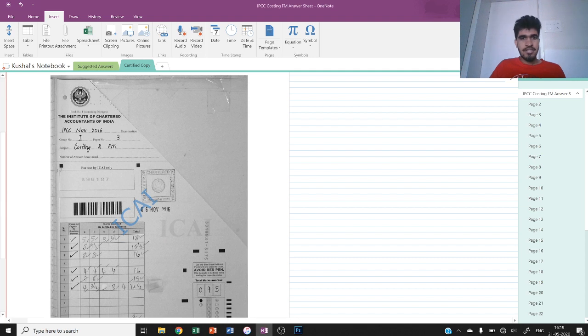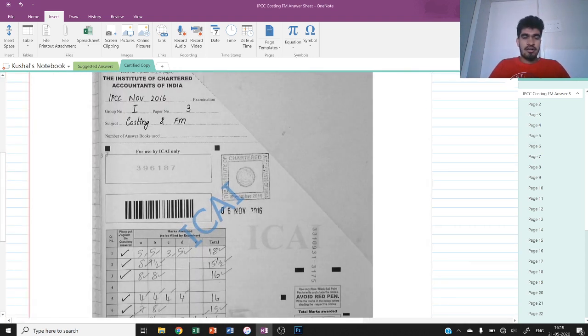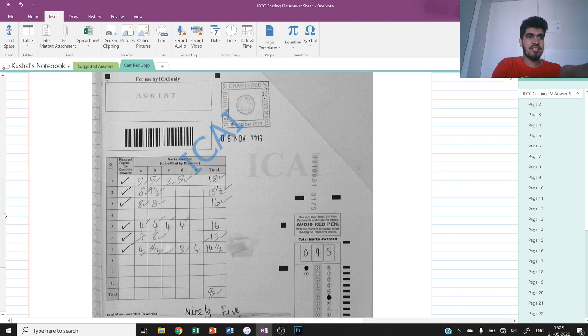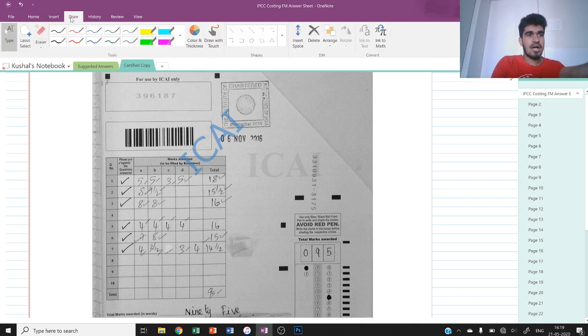In today's lecture, we are going to analyze the certified copies of my IPCC paper of November 2016, Costing and Financial Management, wherein I have scored a total of 95 marks out of 100. Let's analyze how I wrote the answers, how I was able to score the maximum marks, where I lost 5 marks, and what are the areas of improvement and the learnings from this answer sheet.